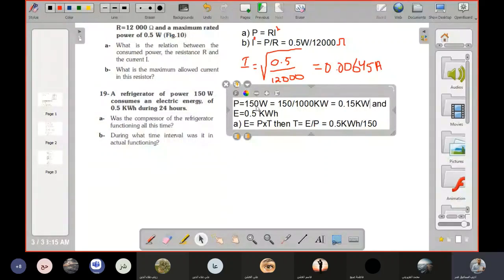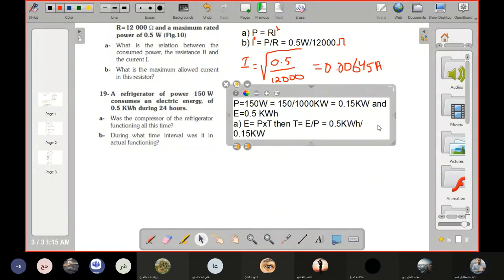Why did I change it to kilowatt? Because we have the energy in kilowatt hour, so the power should be in kilowatt. Or if the power is in watt, the energy should be in watt hour. So T equals 0.5 over 0.15 kilowatt, equal 3.3 hours. This is the time, 3.3 hours.